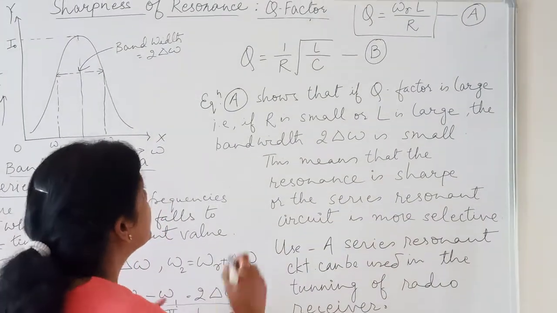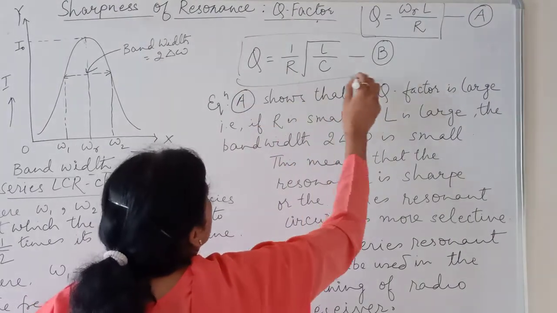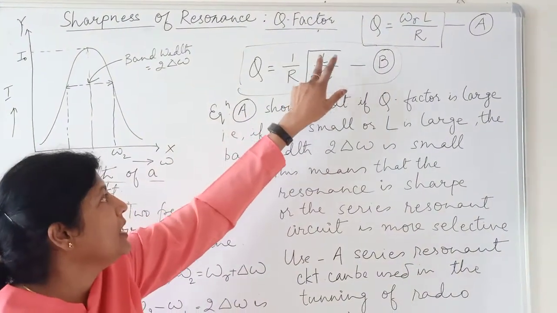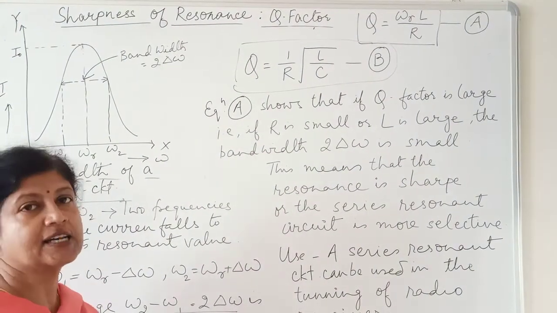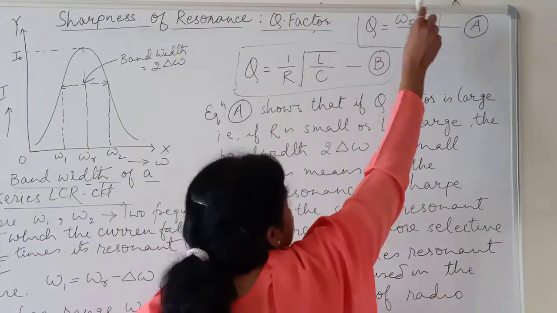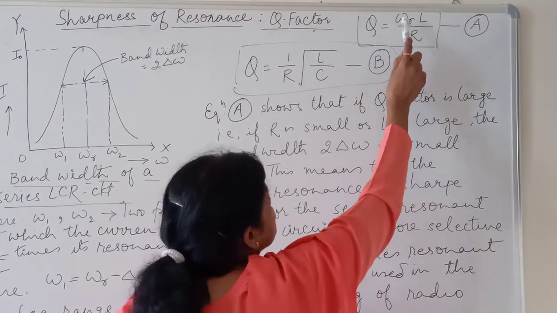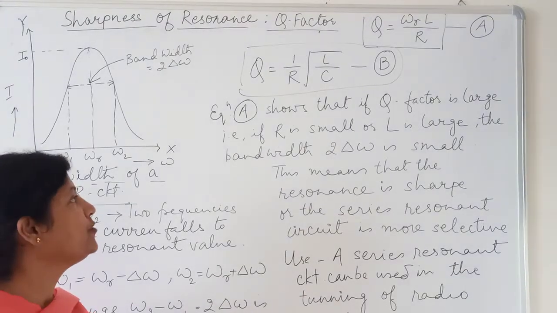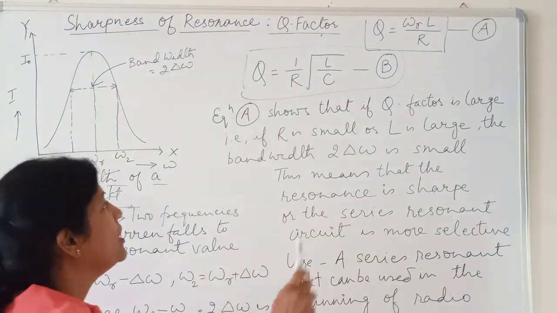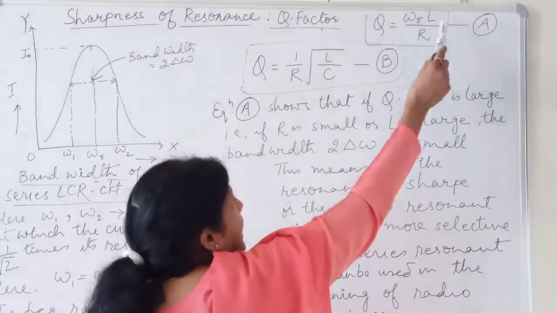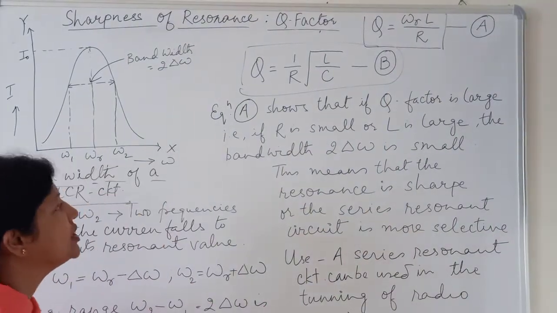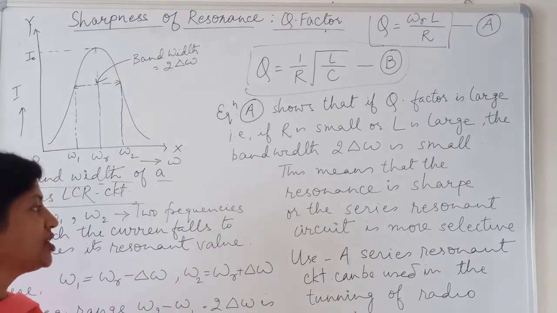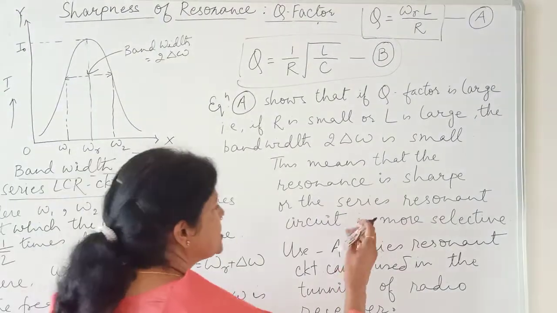Equation A. The second one is Q is equal to 1 upon R into square root of L upon C. This equation is named B. Now consider this expression, Q is equal to omega R L upon R. Equation A shows that if Q factor is large, that is, if R is small or L is large, the bandwidth is small. This means that the resonance is sharp.